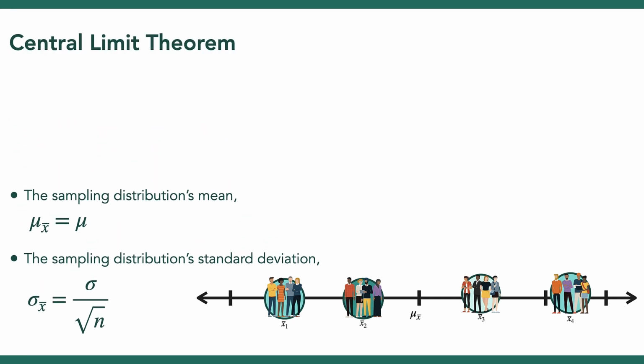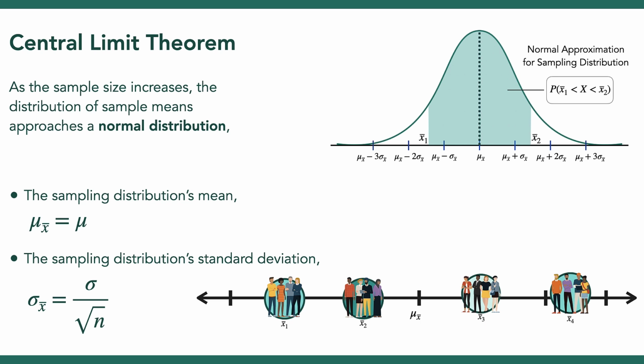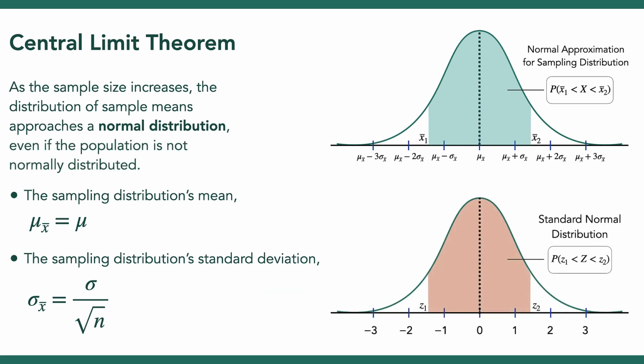But what does the distribution of these sample means look like? That's where the central limit theorem comes into play. It tells us that as the sample size increases, the distribution of sample means approaches a normal distribution even if the population is not normally distributed. So, as long as our sample size is relatively large, greater than 30 is a common rule of thumb, the central limit theorem tells us we can use a normal distribution to approximate the sampling distribution. The z-values for the corresponding standard normal distribution will be x bar minus the mean of the sampling distribution divided by the standard deviation of the sampling distribution. Let's try a few examples.